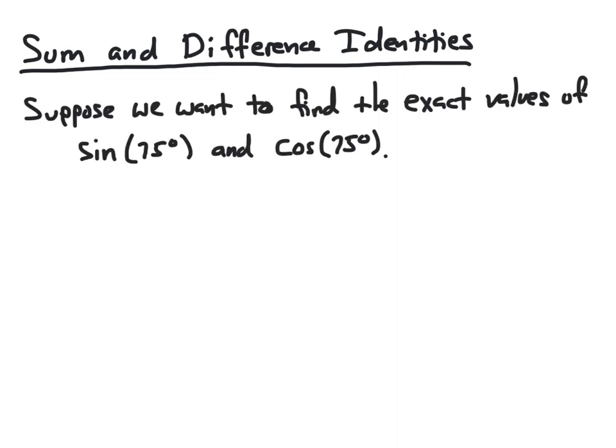Suppose, for example, we want to find the exact values of sine of 75 degrees and cosine of 75 degrees. A 75-degree angle is not one of the common angles whose trig functions we know. In the first quadrant, we know the sine and cosine of 30 degrees, 45 degrees, and 60 degrees, but not 75 degrees. However, we might observe that 75 degrees is 30 degrees plus 45 degrees.